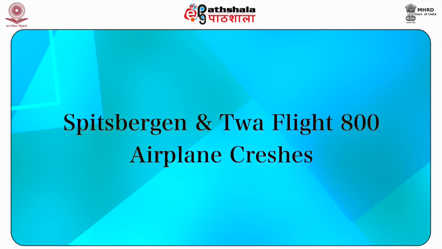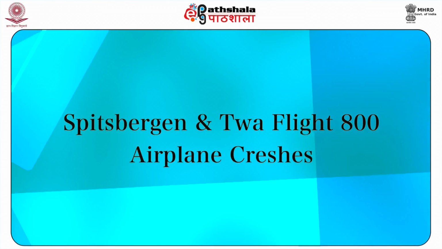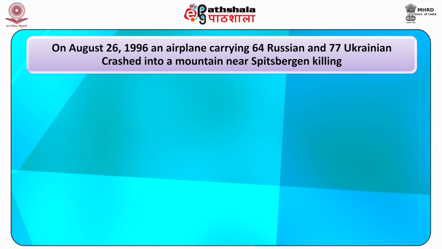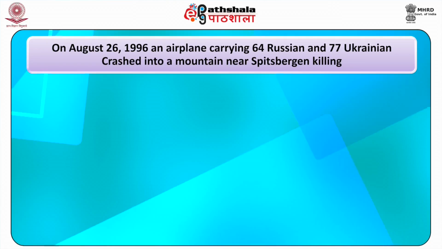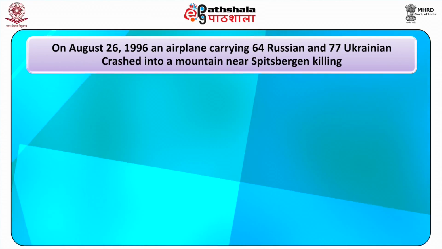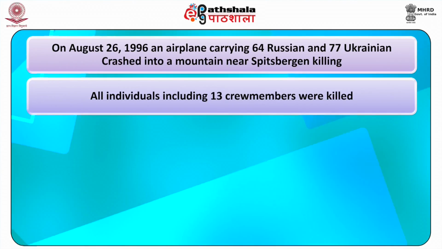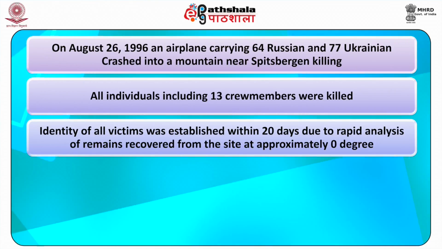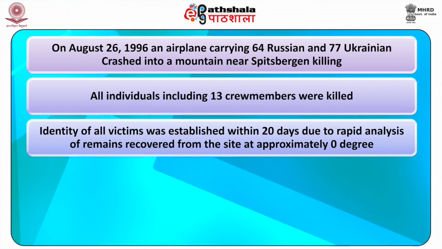Another case is Spitzbergen and TWA flight 800 airplane crashes. On August 26, 1996, an aeroplane carrying 64 Russian and 77 Ukrainian crashed into a mountain near Spitzbergen, killing all individuals including 13 crew members. Identity of all victims was established within 20 days due to rapid analysis of remains recovered from the site at approximately 0 degree.